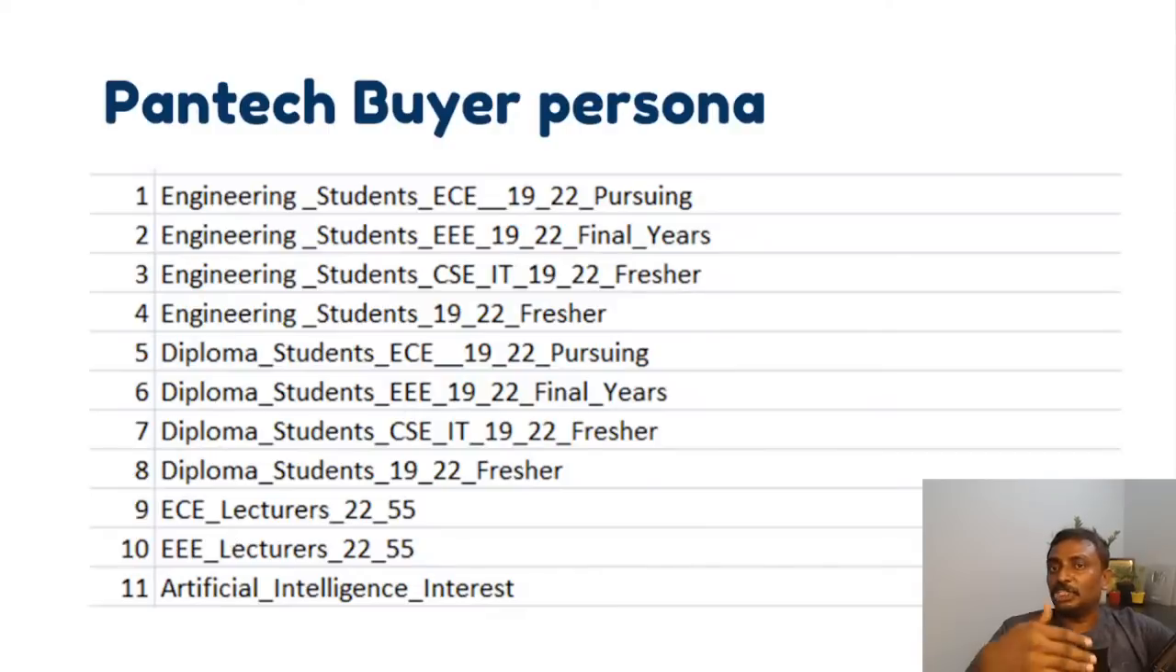Sometimes we also establish lab equipment in colleges worth 3 or 4 lakh rupees. If we send that information to engineering students, it is not at all meaningful information. It's not at all a meaningful email, and people will push the email to spam. So if you categorize the buyer personas, you could send meaningful information that people will listen to and take action on.